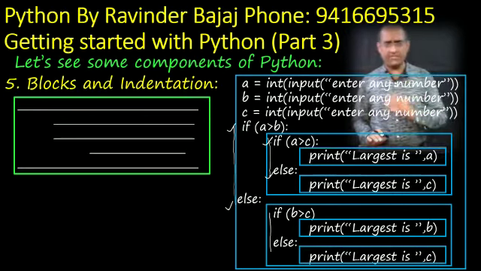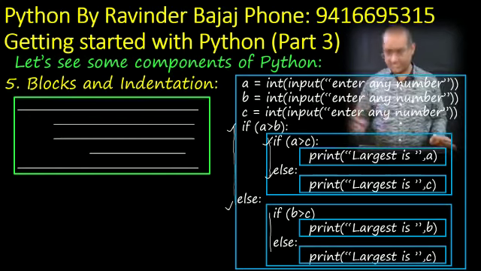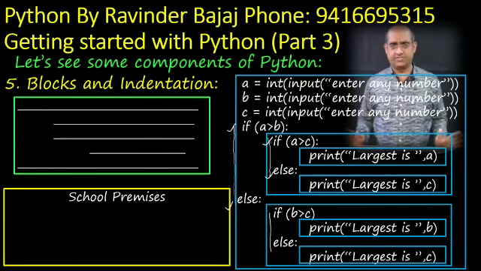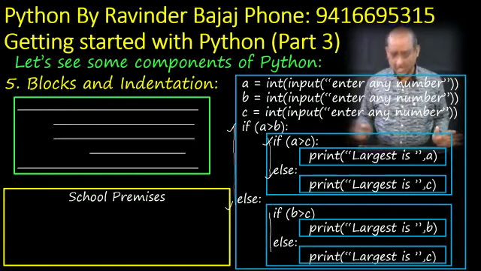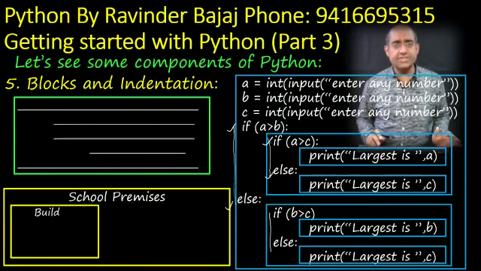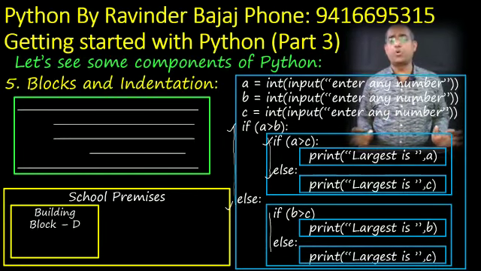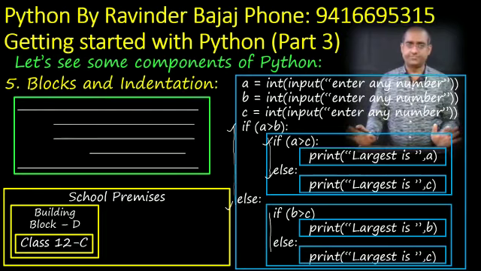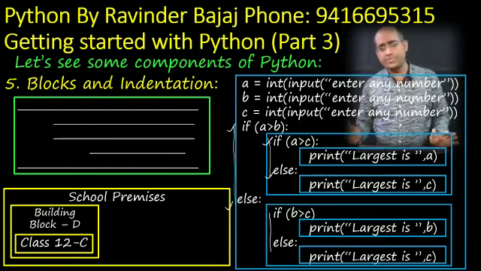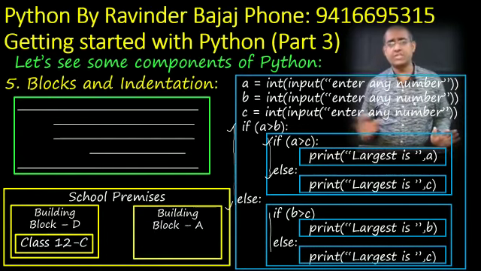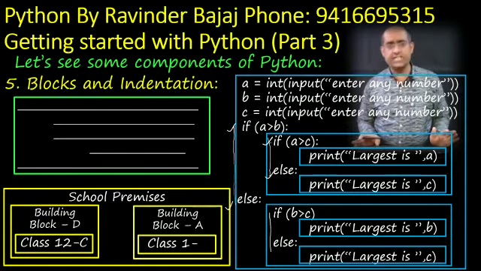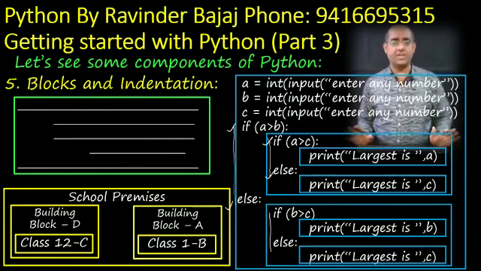I will explain the same thing with one more example. See, this is the school premises, the complete school. Under this school premises there is one building block, say block D. In this building there is a classroom, say class 12C. In the school premises there is one more building block, say building block A, and inside building block A, suppose there is one class, class 1B.